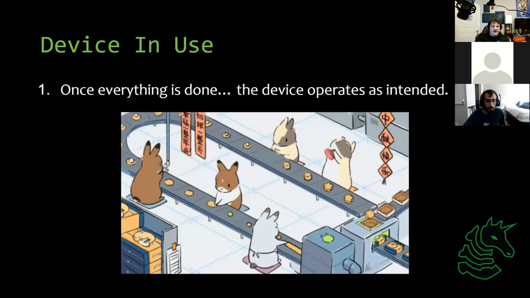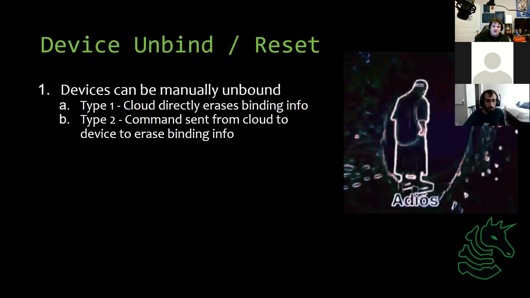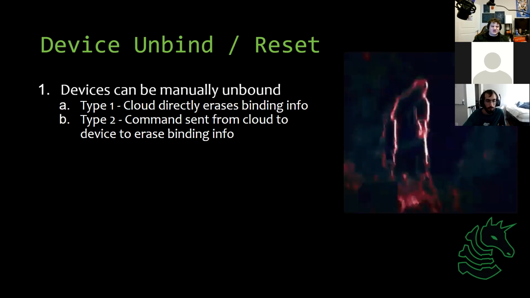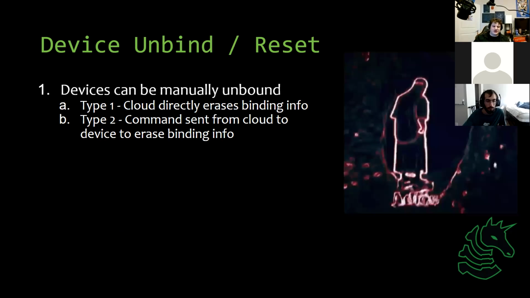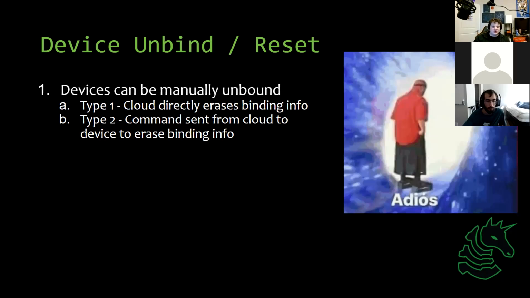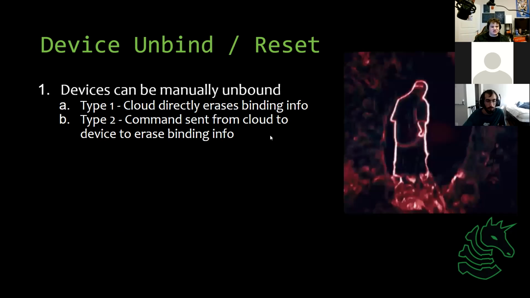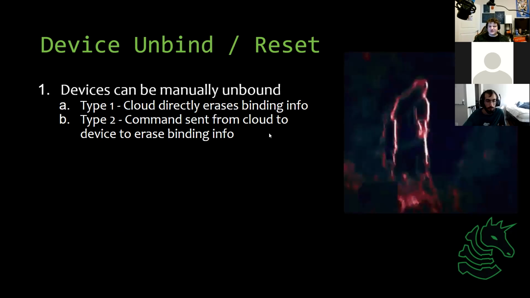And then with an unbind, the device is usually manually unbound. For type 1, the cloud directly erases the binding info. And then for type 2, the command is sent from the cloud to the device to erase the binding information. So you can do it again, so you can add the device somewhere else. So that's if you're, say, selling the device or transferring it to a friend.